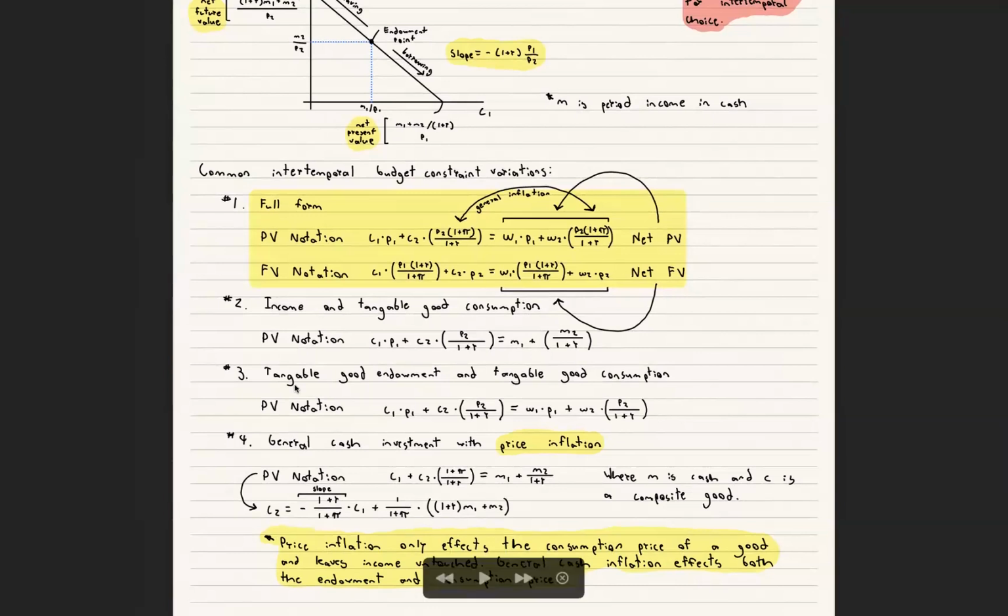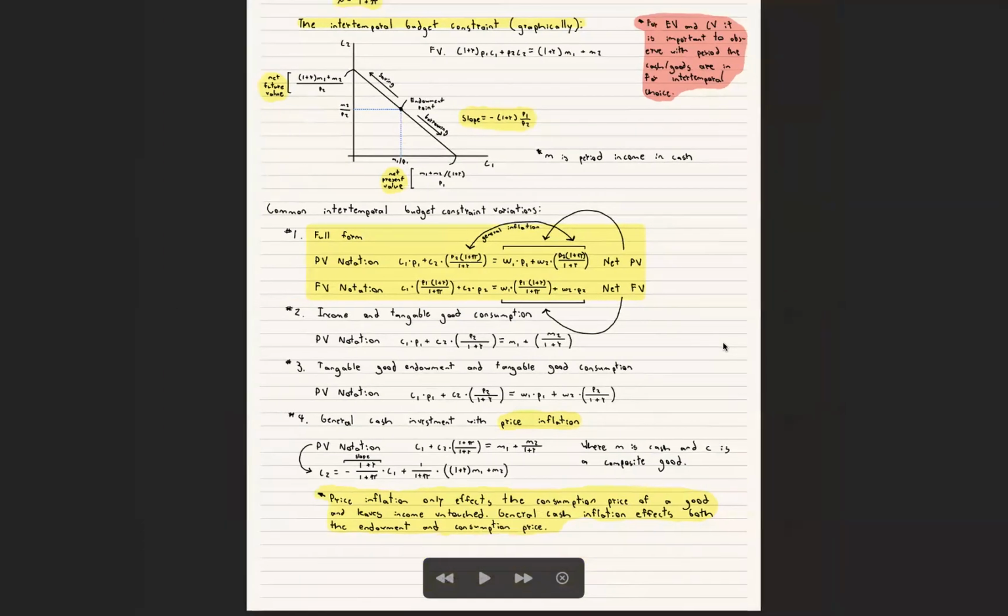Now, a lot of these formulas, oftentimes you will see a variation of them, I would say. So for example, if you're looking at this, maybe you don't have any inflation present and you can kind of ignore these terms right here, and it just simplifies. But again, this is in full form. So if you were given any sort of problem on intertemporal value, you should be able to apply this formula. If you recognize that maybe there's no inflation present, you can reduce. When we're looking at inflation, it's important to remember that price inflation only affects the consumption price of a good and leaves income untouched. General cash inflation affects both the endowment and consumption price.